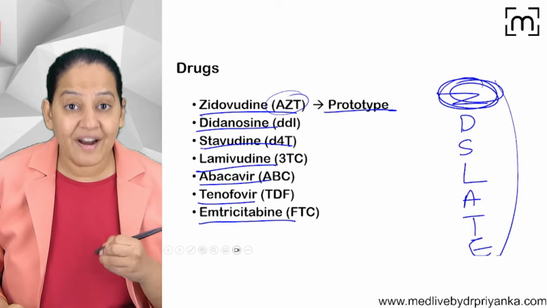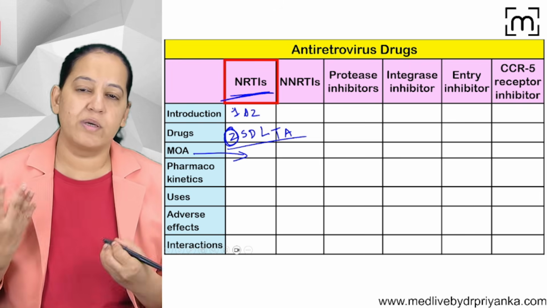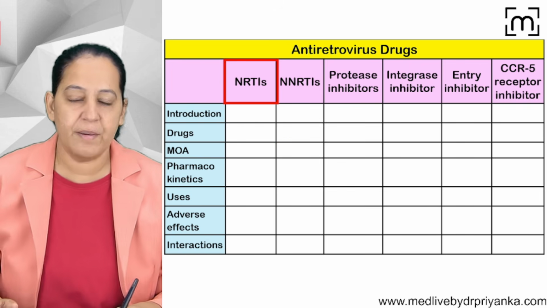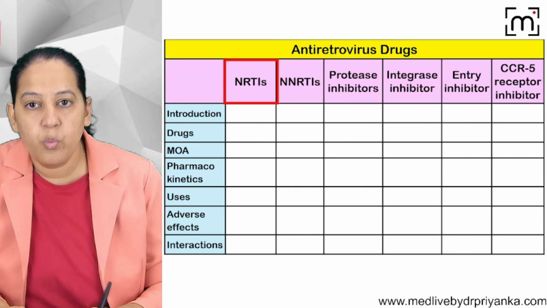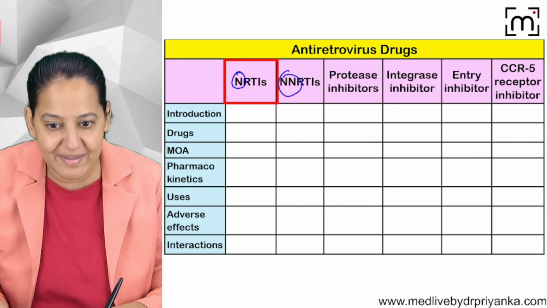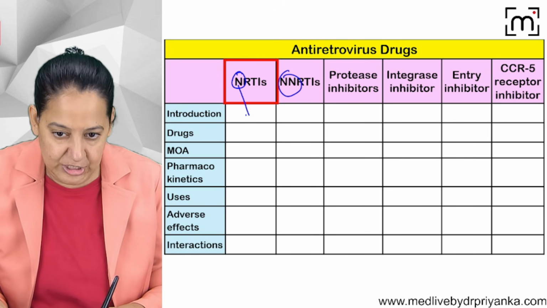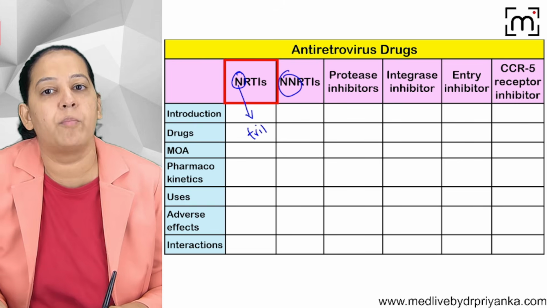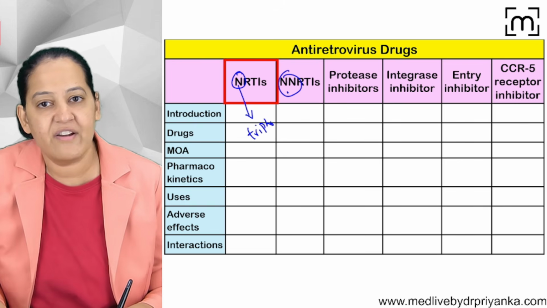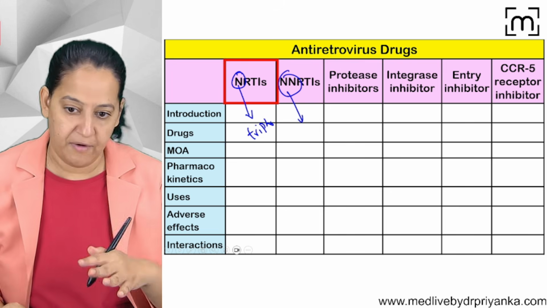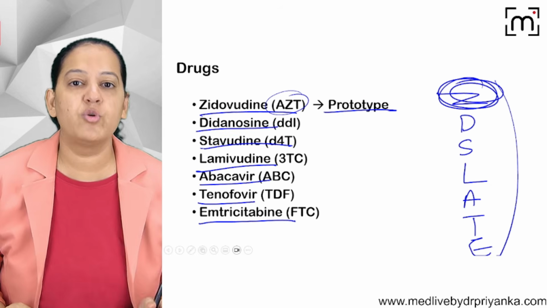This is because they are nucleoside. Now, you may ask what is the difference between nucleoside and non-nucleoside. Both of them inhibit reverse transcriptase, but what is the difference in their chemical structure? Nucleosides are inactive; after entering the cell, they have to convert into triphosphate form to get activated. Non-nucleosides are directly active, and we don't have to do phosphorylation for their activation. So here we have to do phosphorylation.